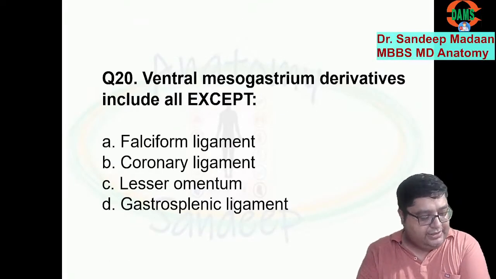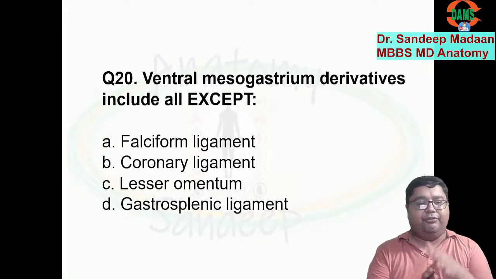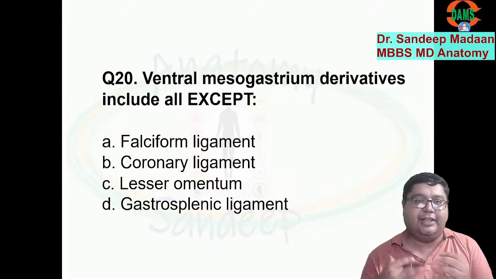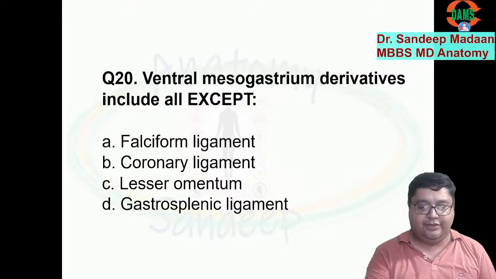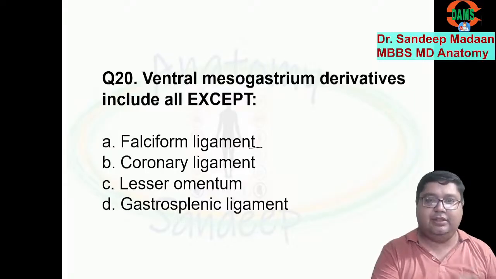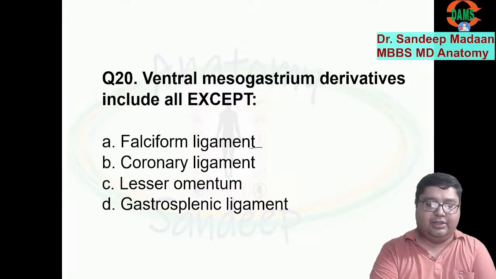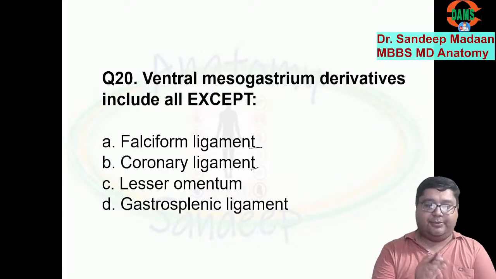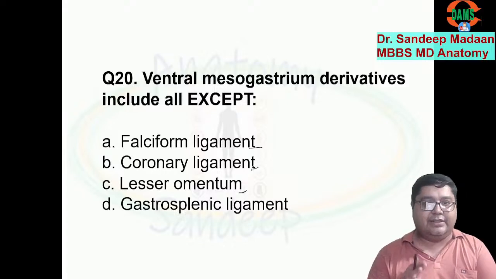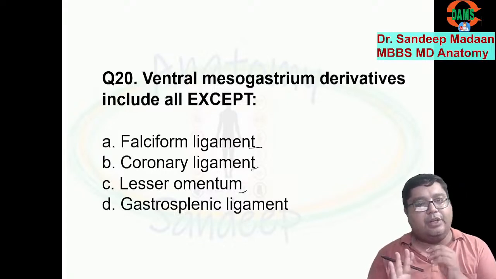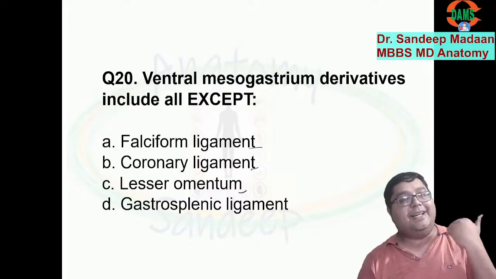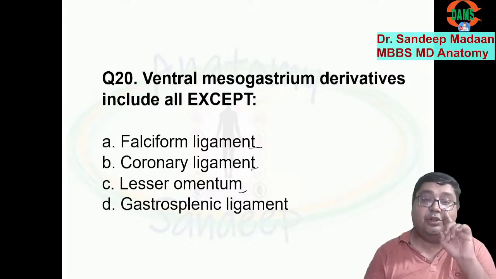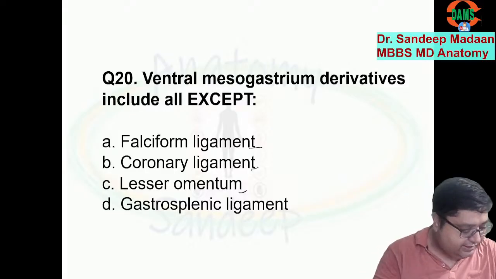Yes. Tell me the answer to this. In the very initial period, we have the ventral mesogastrium and the dorsal mesogastrium, and then there will be certain derivatives. Falciform ligament is present ventral to the liver, definitely ventral to the stomach. Coronary ligament is also related to the liver, that is in front of the stomach. Lesser omentum is between the liver and the stomach, that means again in front of the stomach. So they are all in front. But splenic is behind. So if spleen is behind, that is the derivative of dorsal mesogastrium and not the ventral mesogastrium.